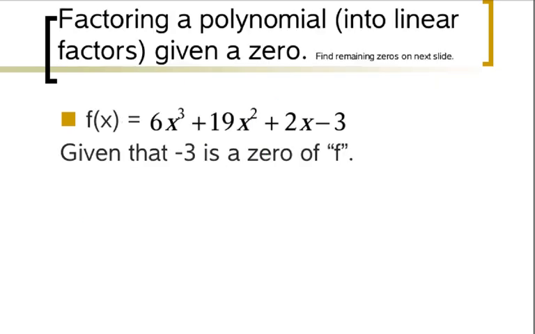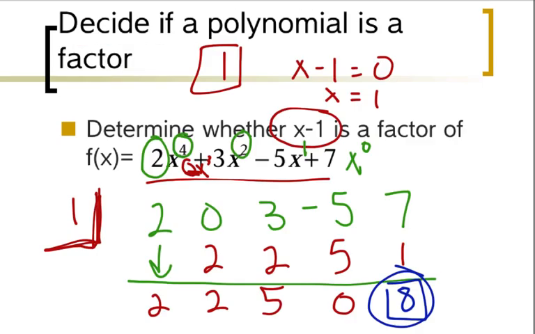In this next example, what we're given is that negative 3 is a 0 of f. So it's asking us to actually factor it, given a 0. Why this is helpful is because, like the last problem I showed you, we were given the factor, and then we could figure out the root is 1. We use the root for synthetic division.